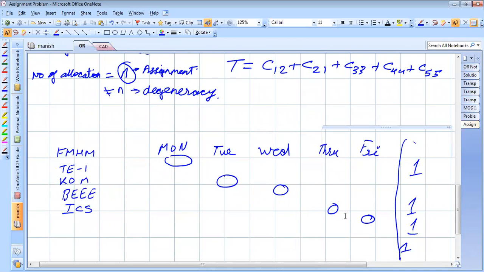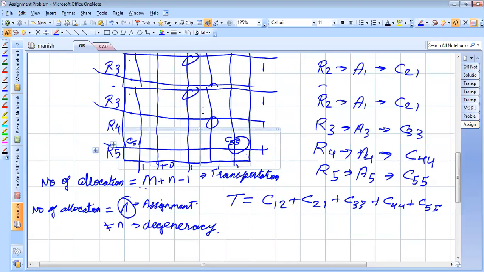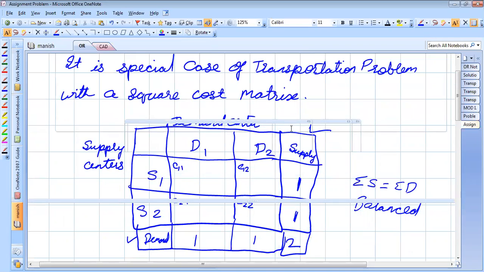Sometimes you may say that, sir, FMHM is difficult, so I wanted to study it on 2 days. If you want to study it on 2 days, then it will be a transportation problem rather than being an assignment problem. Is it clear? Is it clear, students? An assignment problem can be made a transportation problem, sir. Yes, like that. Assignment problem is a special case of transportation problem. Assignment problem is nothing but a special case of transportation problem.